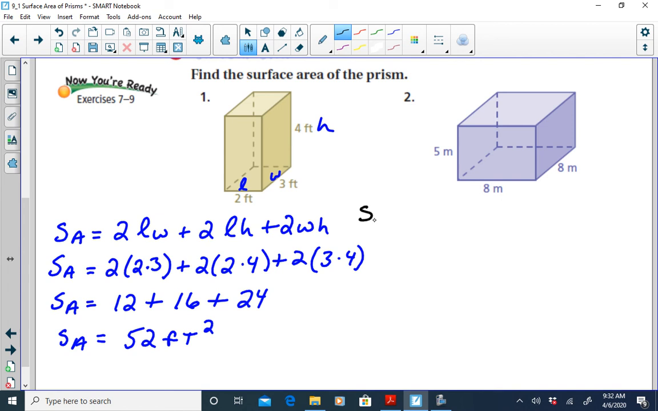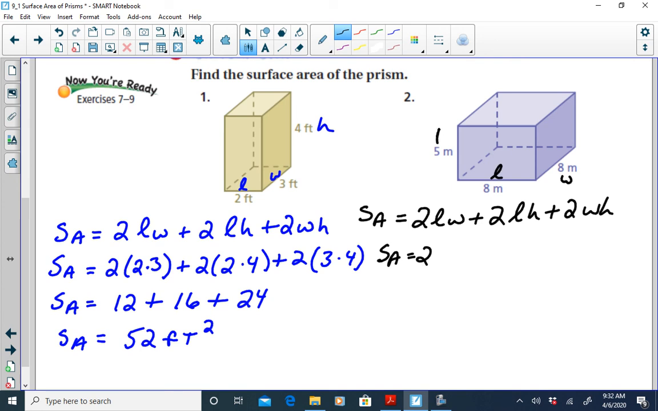Alright, so your surface area, write your formula, 2 times length times width, plus 2 times length times height, plus 2 times width times height. Surface area is going to be equal to 2 times, let's do length, width, height. So that's going to be 2 times 8 times 8, plus 2 times length times height, which is 8 times 5, plus 2 times width times height, which is 8 times 5.